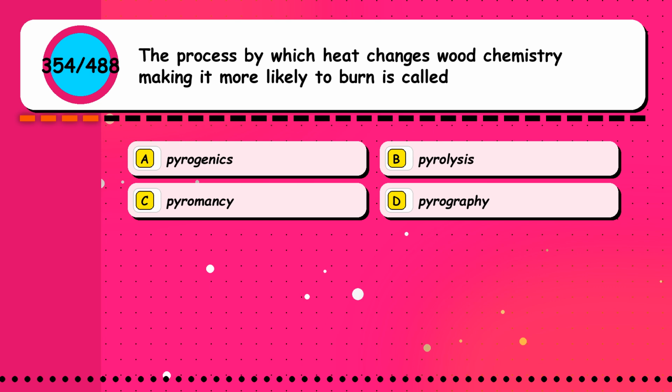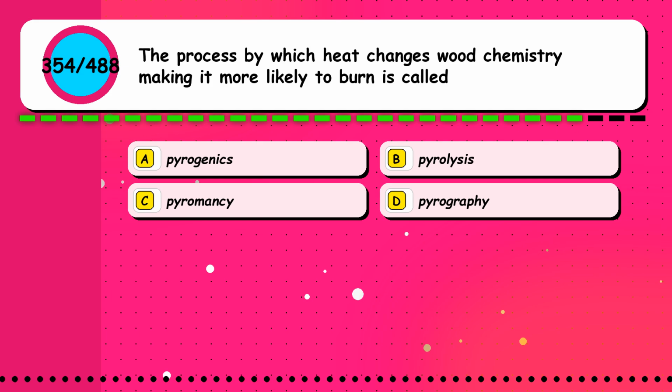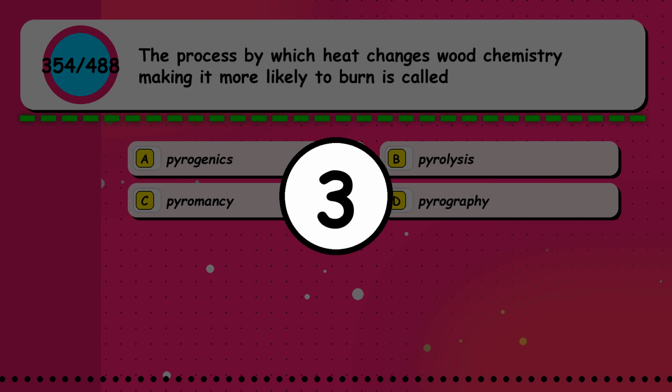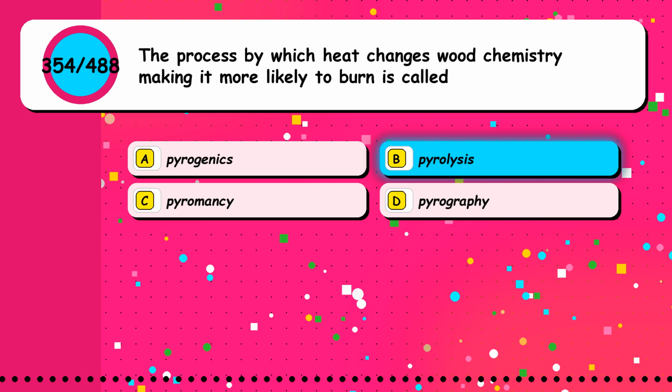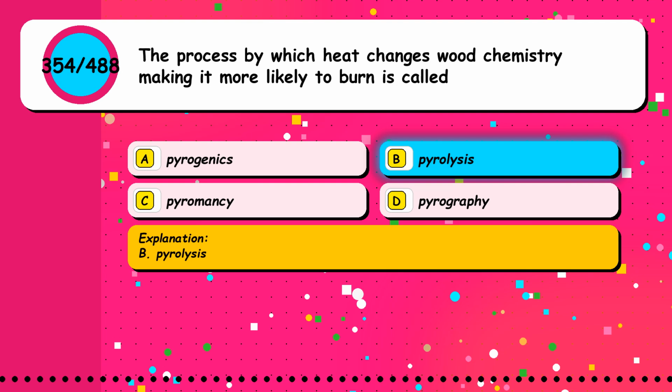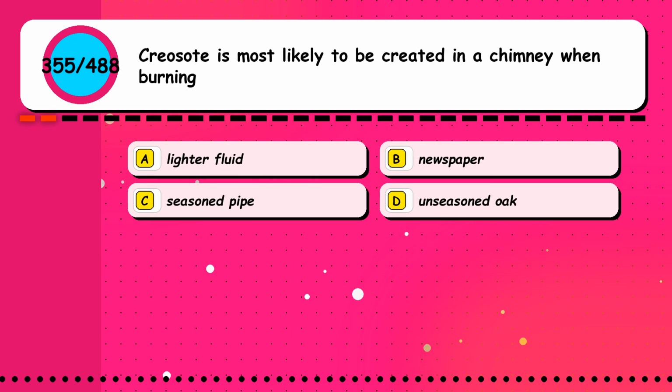Question 354. The process by which heat changes with chemistry making it more likely to burn is called: option A. Pyrogenics. Option B. Pyrolysis. Option C. Pyromancy. Option D. Pyrography. The correct answer is option B. Pyrolysis.